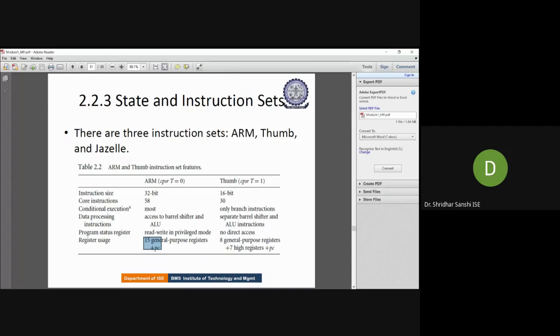So these registers can be accessed, whereas whenever we are executing in Thumb instructions, we have only 8 general purpose registers plus 7 high registers plus the program counter. We will see this whenever we explain more about the Thumb instructions. I think it will come in module 2, so you will understand more about that. Here is just a brief introduction, like what instruction sets are available in ARM. We will discuss in detail when we talk about module 2.